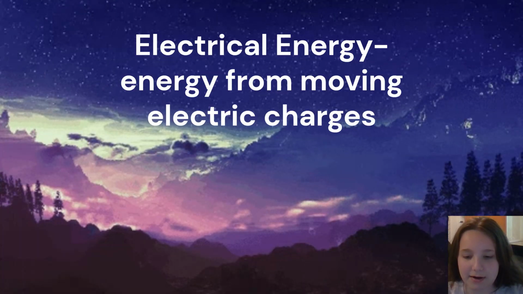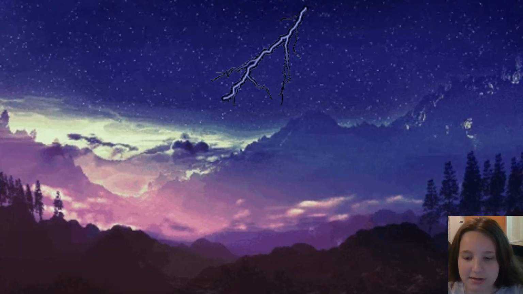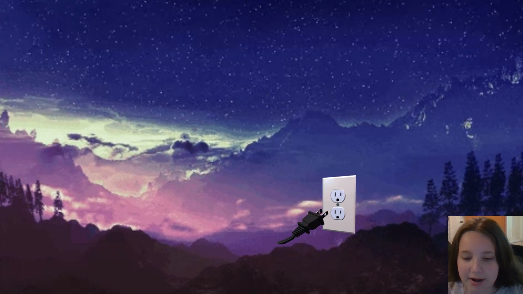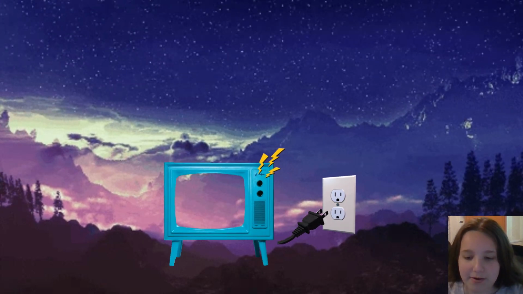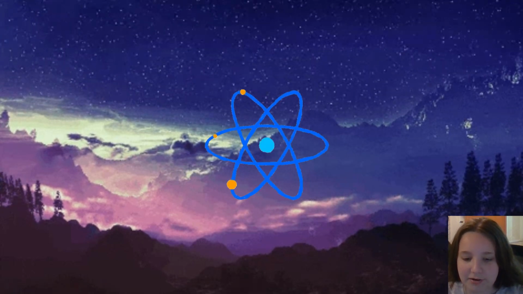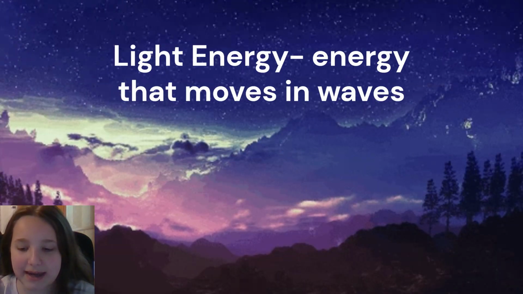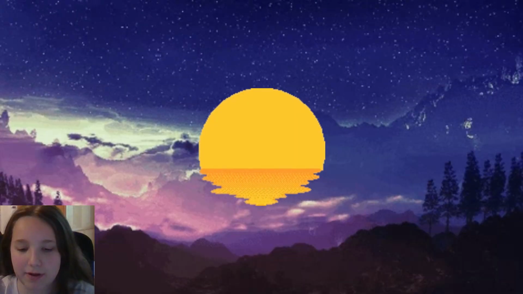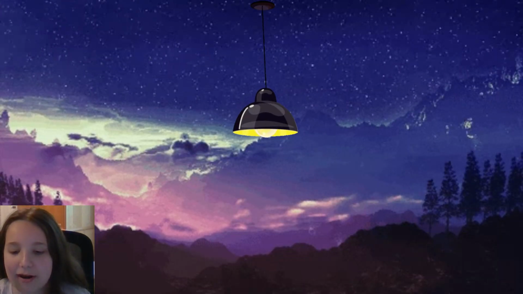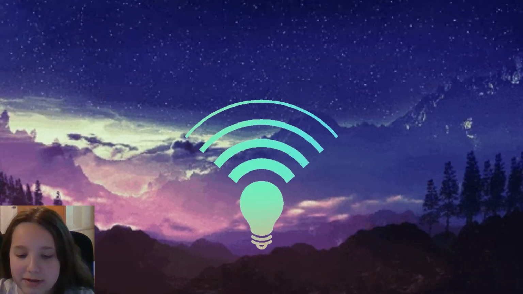Electrical energy is energy from moving electric charges. Think of lightning or electricity running through a wire to power your TV. When electrons move, they create electrical energy. Light energy moves in waves and it lets us see. Imagine the sun shining down or a lamp lighting up a room. Light energy moves fast and even travels through space.